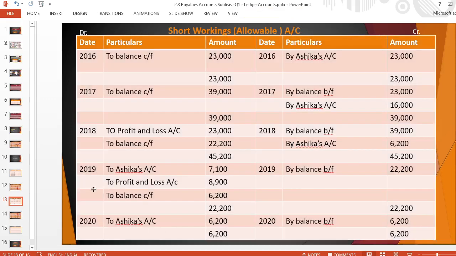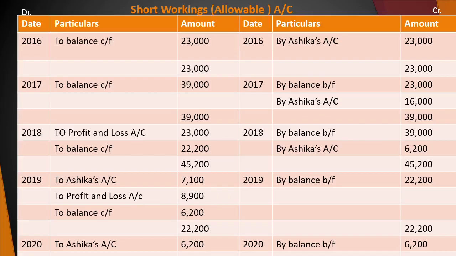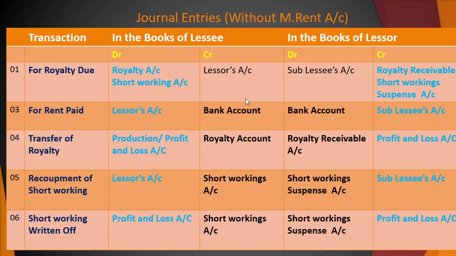So this is how we need to prepare the short working allowable account. There are three transactions that will appear in a short working allowable account: short working due, the second one short working recoupment, and the third one short working written off. But you should carry forward and bring forward the balance whenever the balances appear in the books. So hope you are able to understand the short working allowable account.